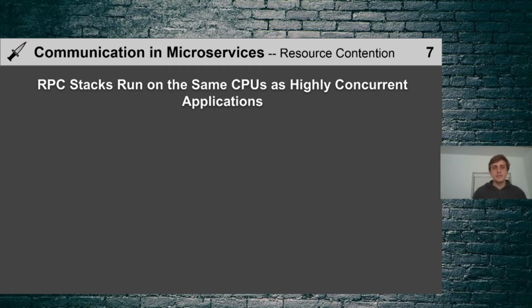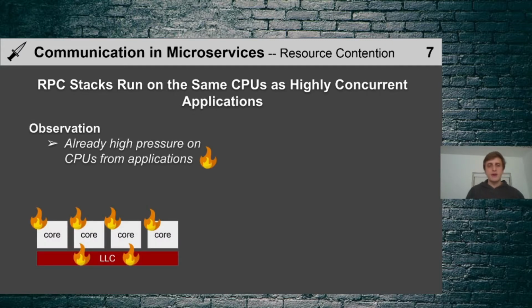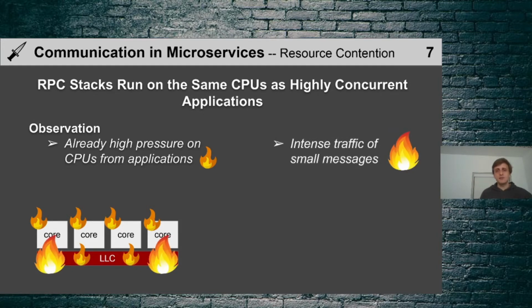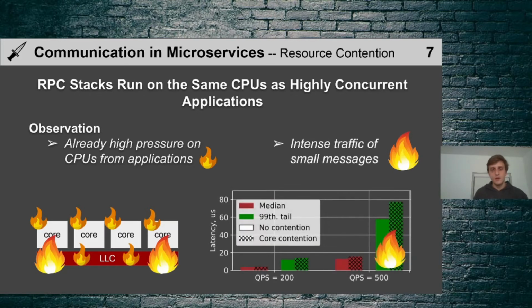Finally, RPC stacks usually run on the same CPUs as highly concurrent applications. Applications in microservices today might run hundreds of threads and hundreds of connections at the same time. So this already introduces high pressure on the CPU and its memory subsystem coming from the applications. Handling intense traffic of small messages on the same set of CPU cores and the same processors makes this pressure even worse. This figure shows how the end-to-end application latency might go up when running networking processing and application processing on the same set of cores.